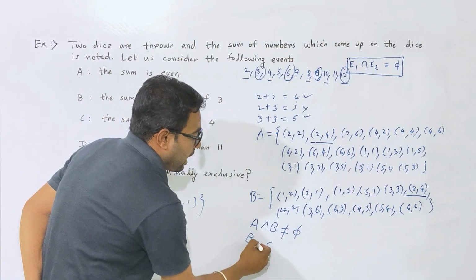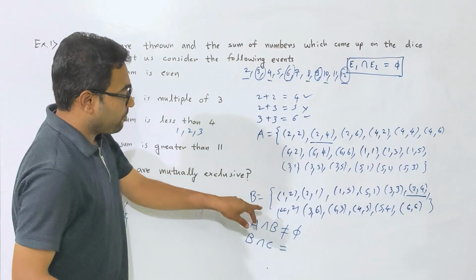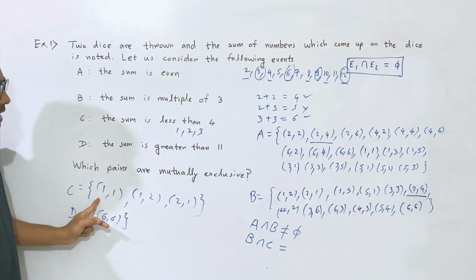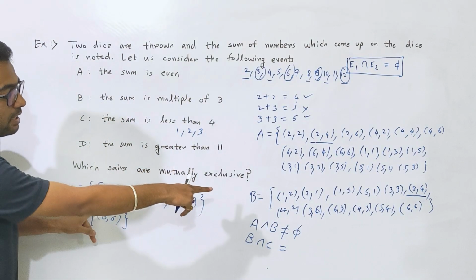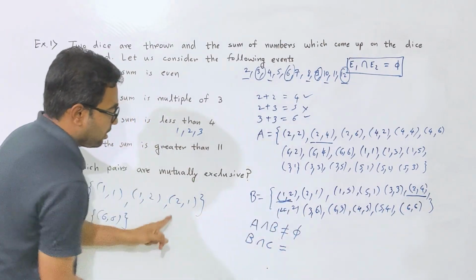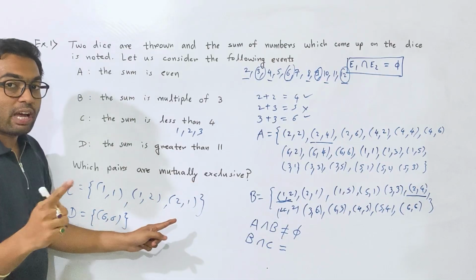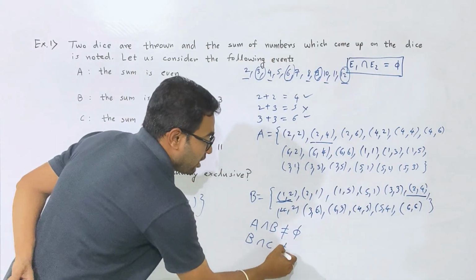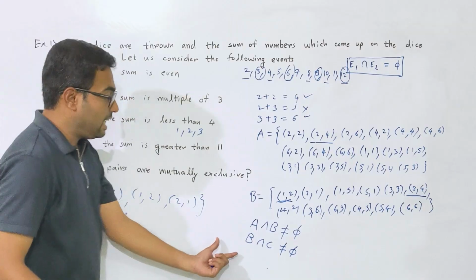Similarly, for B and C, check. Is this (1,1) there in B? No. Is this (1,2) there in B? Yes, (1,2) is there. So B and C also have some common elements. So the intersection is non-empty.